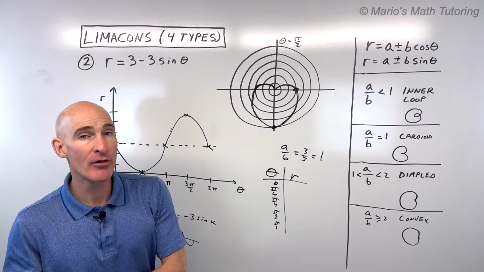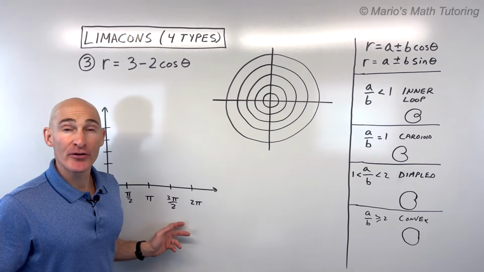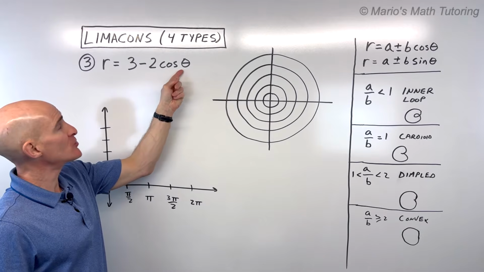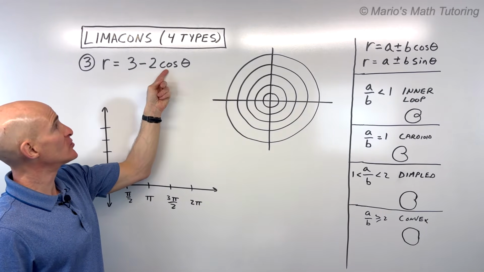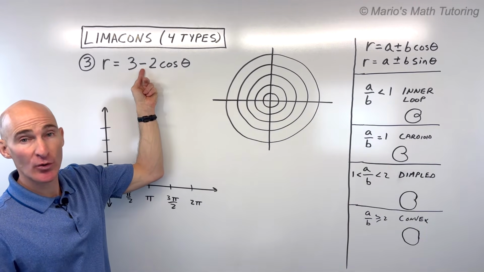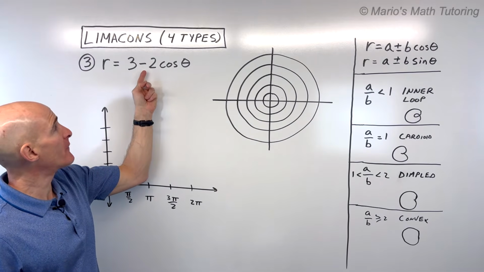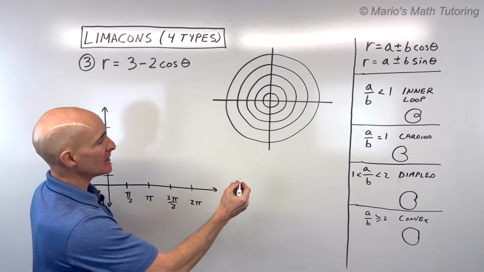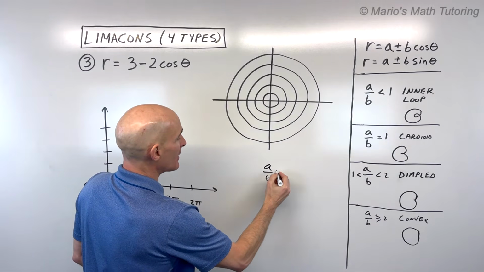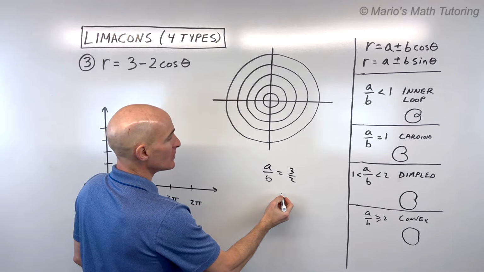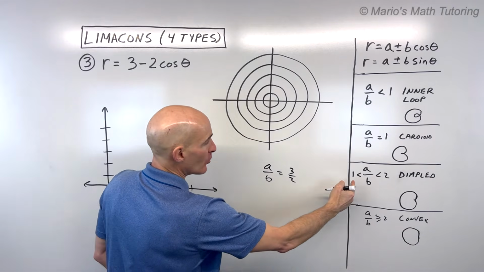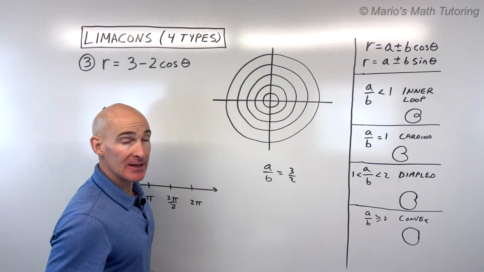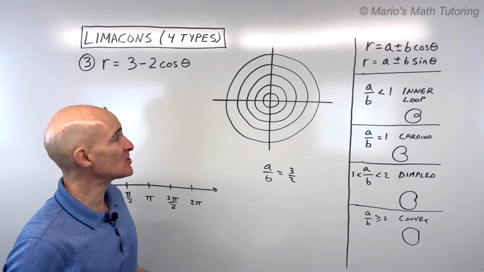So let's look at the third type. The third type, we've got r equals 3 minus 2 cosine theta. Again, notice the two terms separated by plus or minus. We know we're dealing with a Limaçon. We want to figure out what type of Limaçon by taking the ratio of a divided by b. Here a divided by b equals 3 over 2, which is 1.5, and 1.5 is in between 1 and 2. This is going to be a dimpled Limaçon. So it just has a little indentation there.